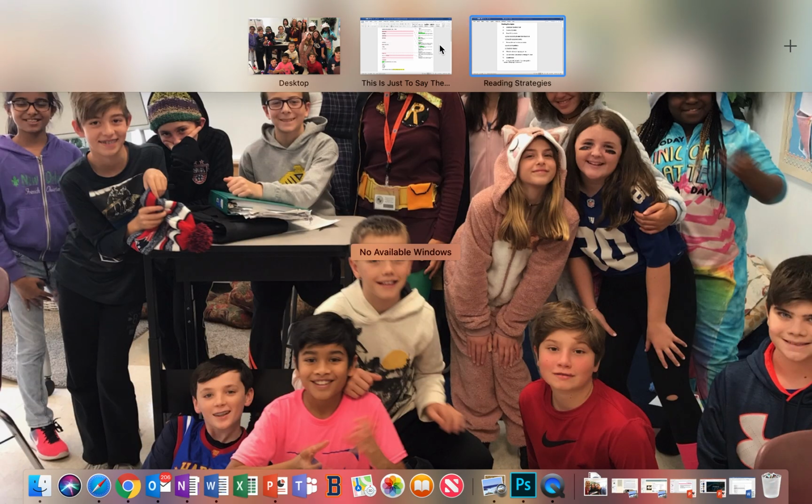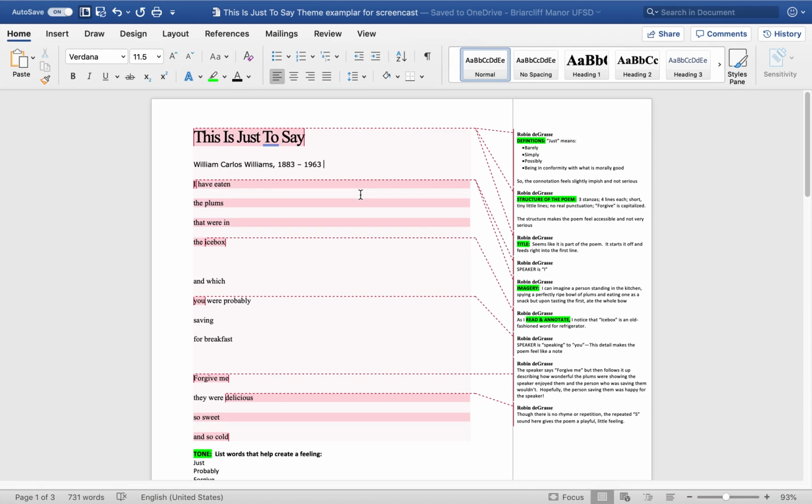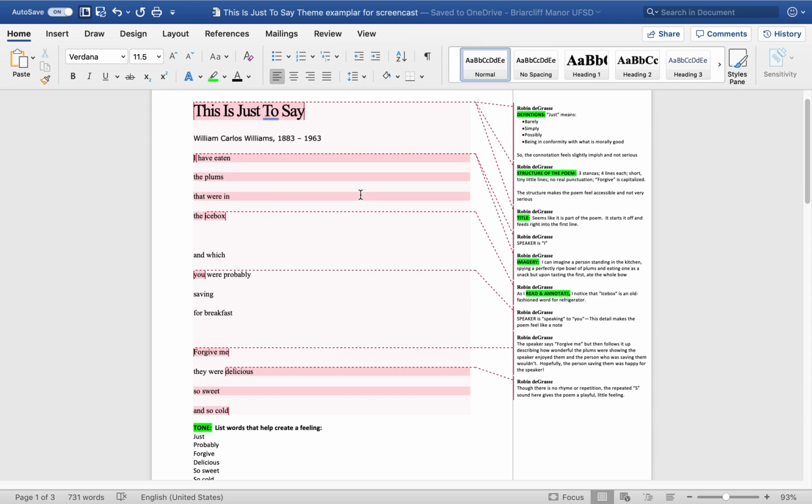So in class the other day, we looked at This Is Just to Say. And I took some of our notes and I added them to the annotations over here. So we did look at the structure of the poem, and we said there were 3 stanzas with 4 lines each. They were short, tiny little lines with no real punctuation, and the word forgive is capitalized. The structure of the poem makes it feel very accessible and also not very serious.